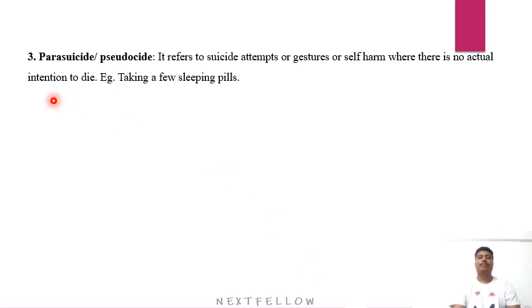Now, the third type of nature of poisoning is parasuicide or pseudocide. It refers to suicide attempts or gestures or self-harm where there is no actual intention to die. For example, taking a few sleeping pills so that the parents recognize it and give attention, and like that.